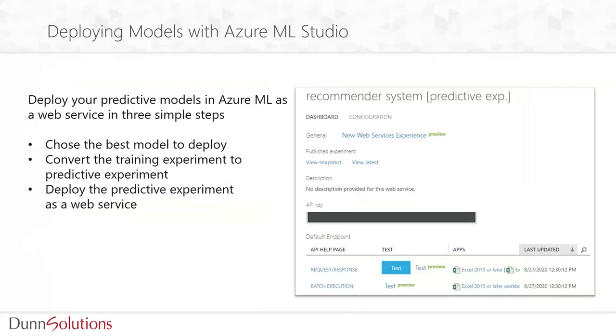Let's go ahead and look at how easy it is to deploy models in Azure ML. In just three steps, you can do it. Train multiple models if you like and choose the best one, convert the training experiment to a predictive experiment. And again, we're going to see this in our demo. Then finally, you deploy the predictive experiment as a web service. It gets a little tricky when you're retraining the web service and patching it back to the predictive experiment, but we're going to see all of that in our demo.